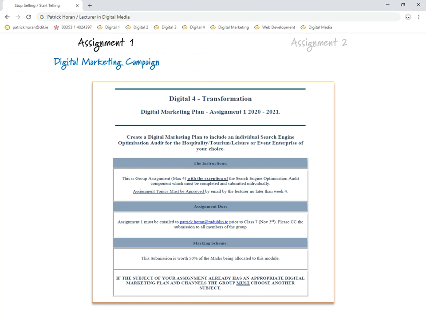And as it says on the bottom here, if the concept that you come up with already has an appropriate digital marketing plan and channels, avoid it. I don't want somebody turning around and saying, I'm going to create a digital marketing plan for Glastonbury, when they already have an excellent one in place. There's no point in that. I don't want somebody saying, I'm going to change a little bit of content, or a little bit of design. It's not a little touch-up we want, it's a complete overhaul of their campaign. So that's assignment 1.